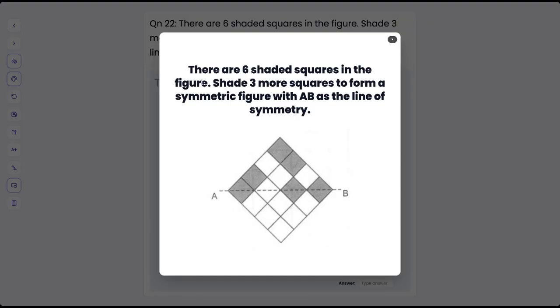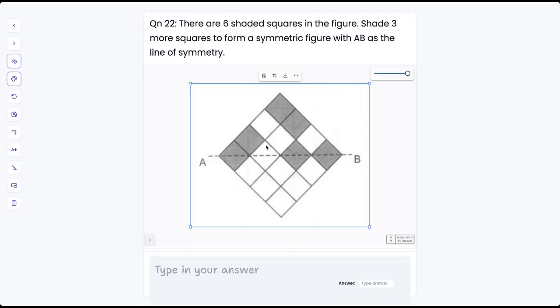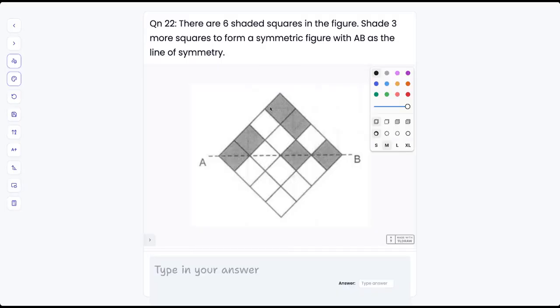Question 22. There are 6 shaded squares in the figure. Shade 3 more squares to form a symmetric figure with AB as a line of symmetry. With this, what you can do is just do a mirror image. What you usually do is that you look from one side and see if the other side is shaded. So this side is good. Now let's do the other one. There's another side over here, so that means we need to shade this part.